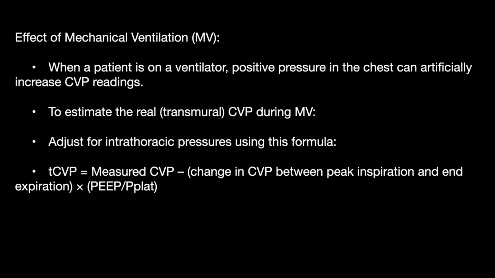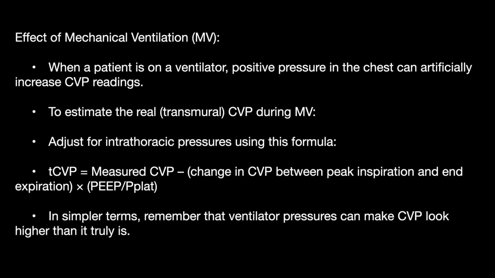So how do you measure it? Again, the transmural CVP is measured CVP minus the change in the CVP between the peak inspiration and end expiration. You will get two values of CVP during inspiration and expiration. You get that difference multiplied with P divided by the P plat.